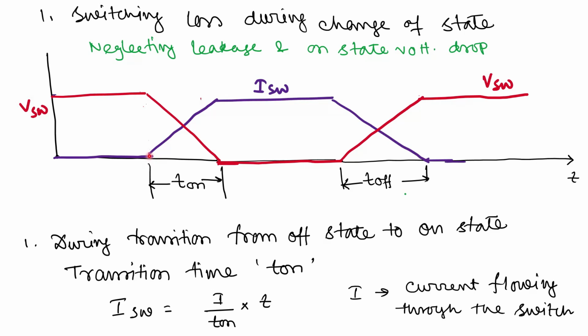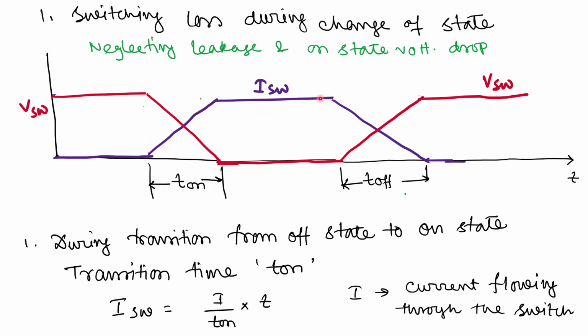So it is not the ideal case. In the ideal case, it instantaneously reaches the maximum value. But as it is a practical switch, it needs some time to reach its maximum value. So this is the time. When the switch goes from off state to on state, the time required to change its state is the small t on. You can consider this one.